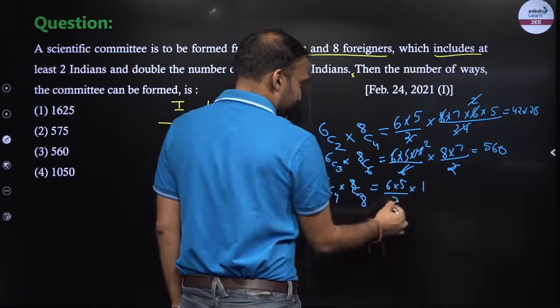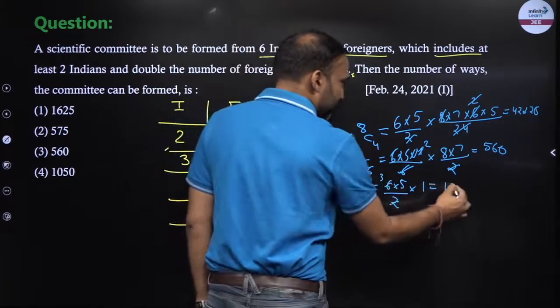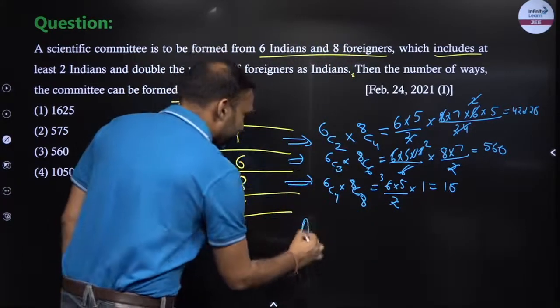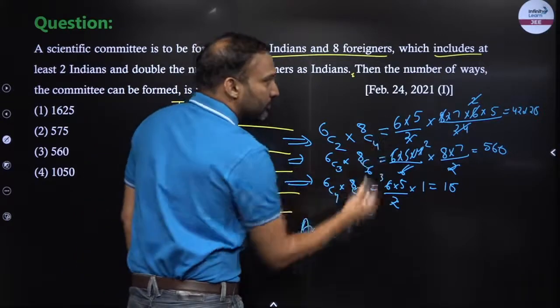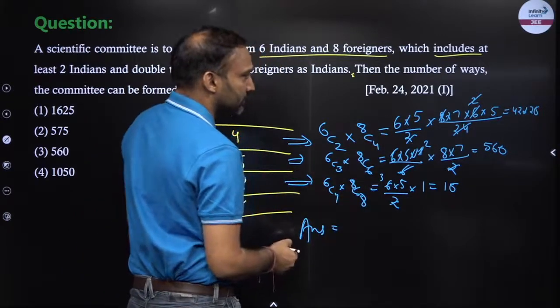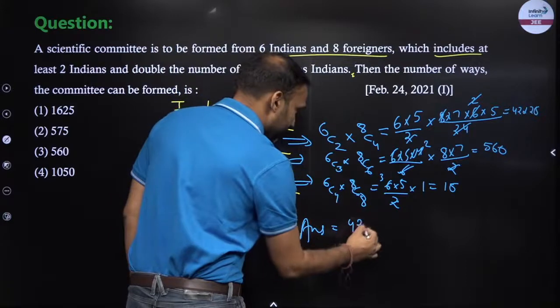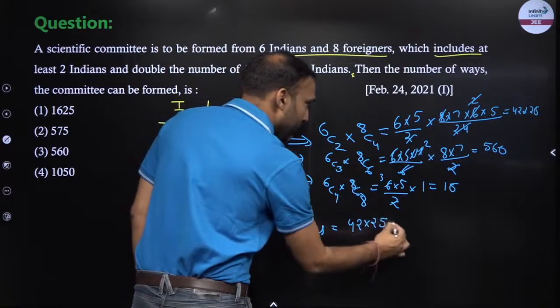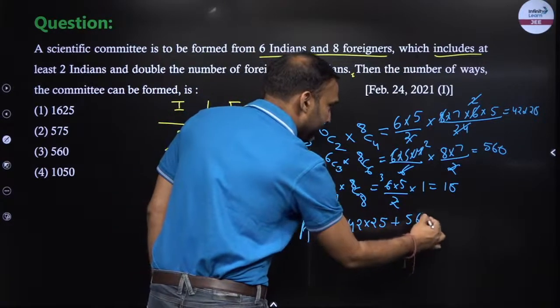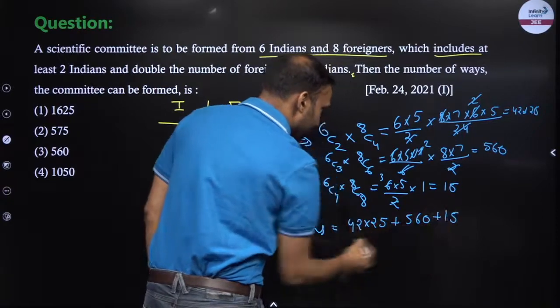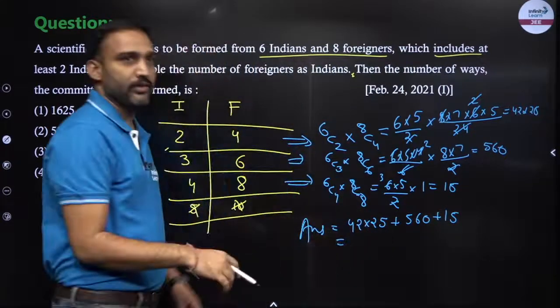8C8 is 1. This is 15. So your answer is what? You got 42 into 25 plus 560 plus 15. Now what is 42 into 25?